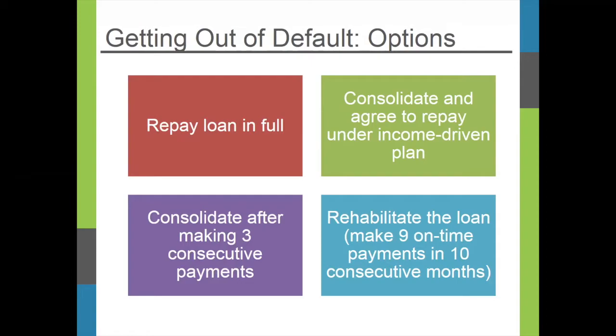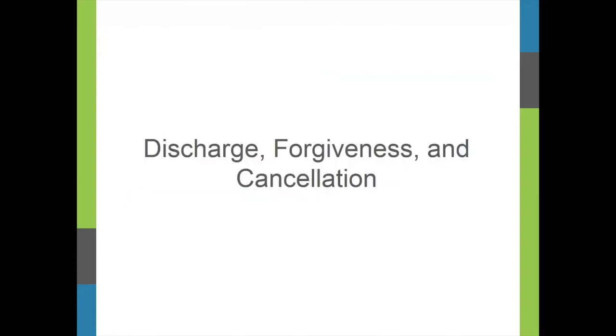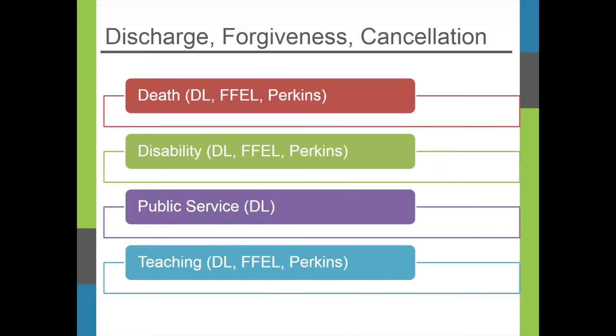So I don't like to touch on this too much because this is a place that you do not want to get to. So now we're talking discharging, forgiveness, and cancellation. Basically that means you're forgiven, your loan is wiped clean, and you don't have to worry about paying. To qualify for discharge, forgiveness, and cancellation, it is either through teaching, public service, disability, or death. Those are the only ways, and death is the only way to completely get out of your student loans.